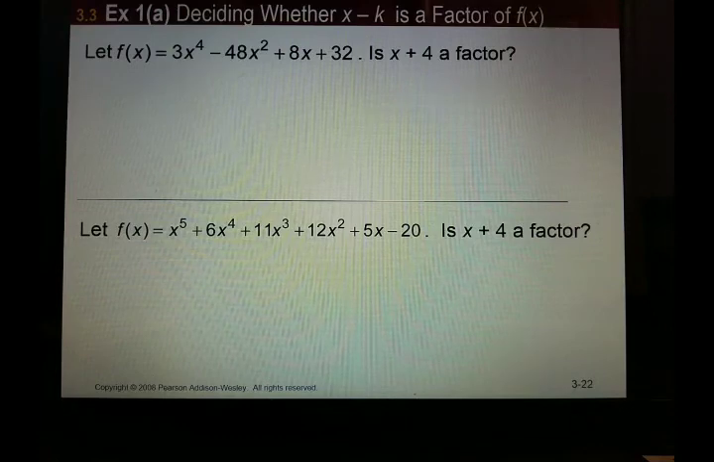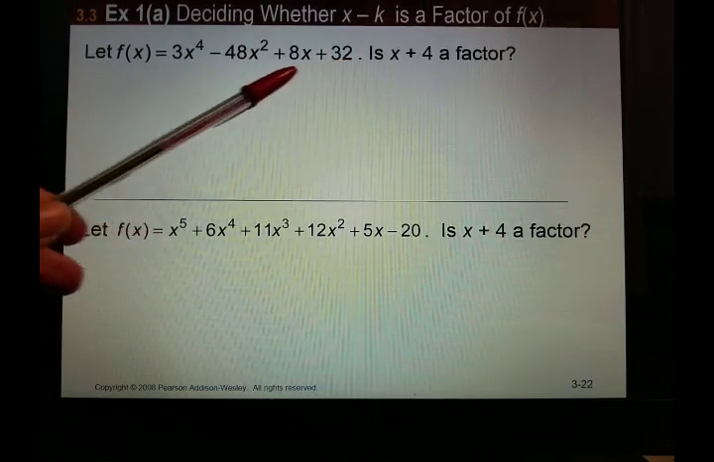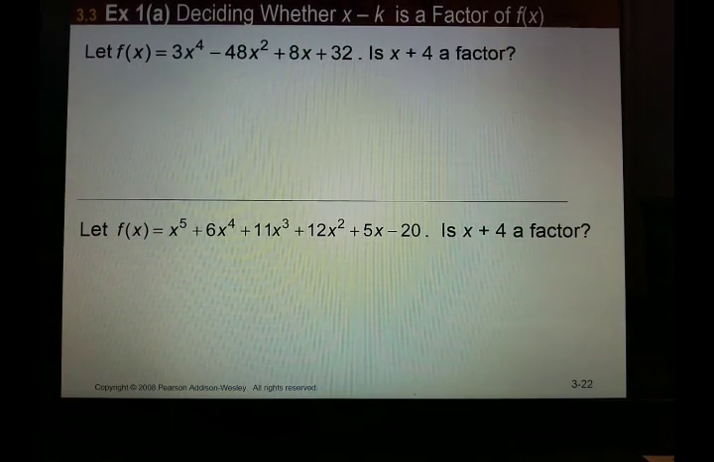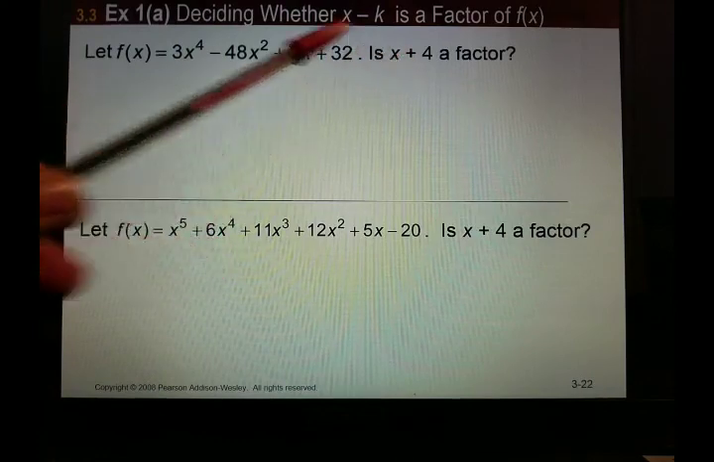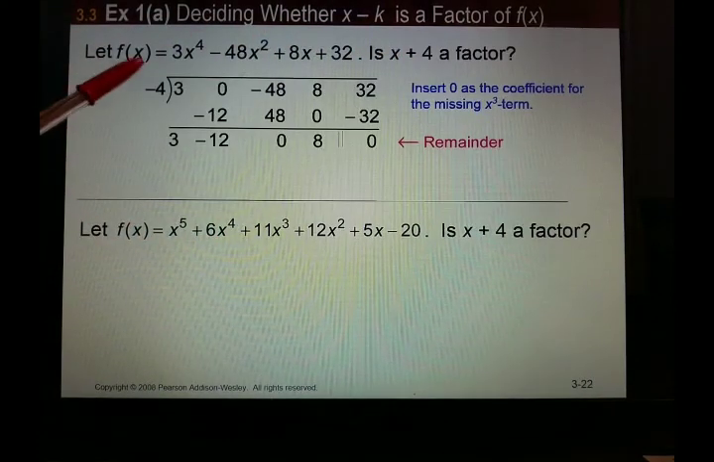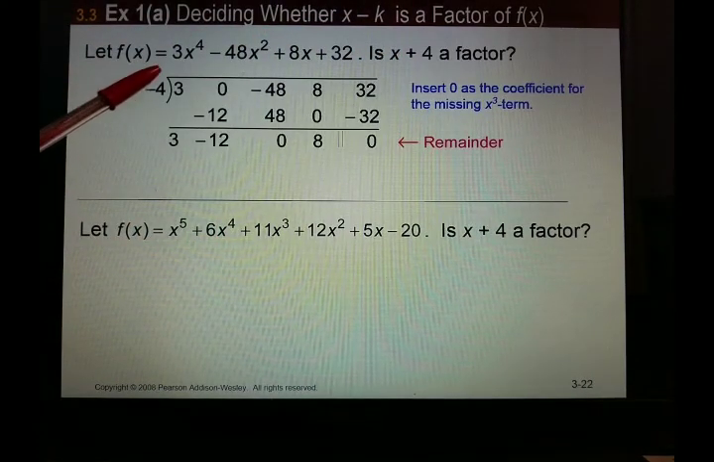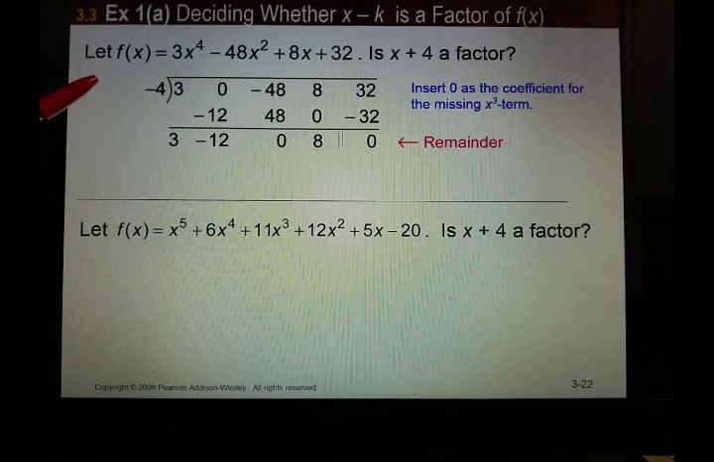Well, this works the same for these polynomial functions. If I ask you if x plus 4 is a factor of this function right here, basically I'm asking you, if you took this x plus 4 equal to 0, you would have x equals negative 4. So if you were to substitute negative 4 into this function, would you get 0 for a remainder?